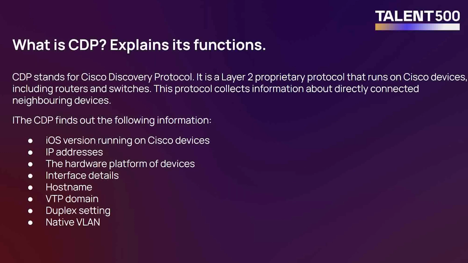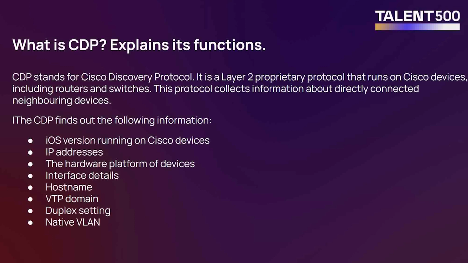Moving on to our next question, which is what is CDP, and explain its functions. Now, CDP stands for Cisco Discovery Protocol. It is a layer 2 proprietary protocol that runs on Cisco devices, including routers and switches. So Cisco produces devices such as routers and switches, and there is a layer 2 proprietary protocol by Cisco, known as Cisco Discovery Protocol. This protocol collects information about directly connected neighboring devices.